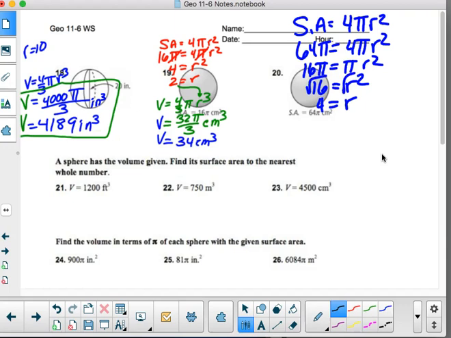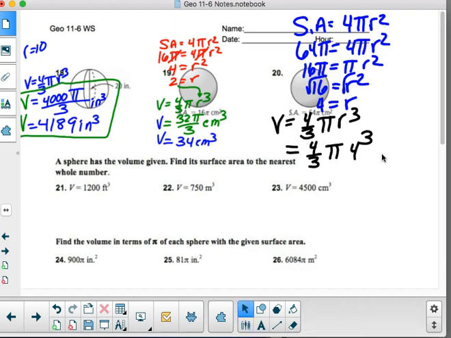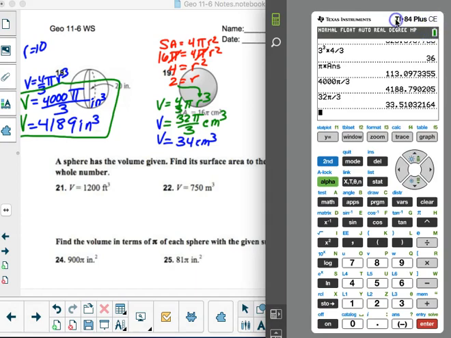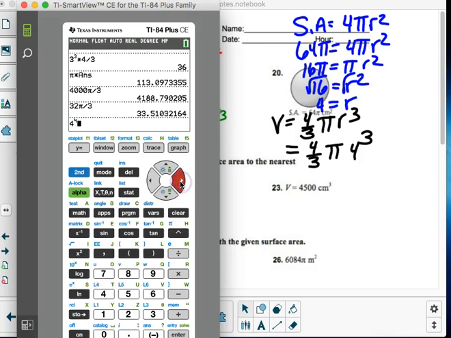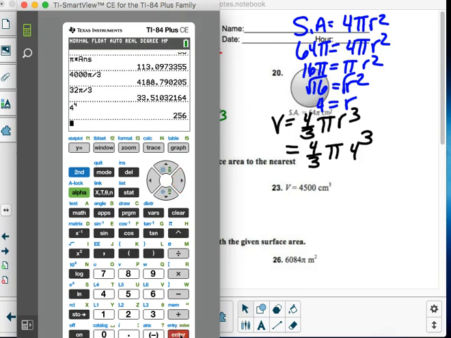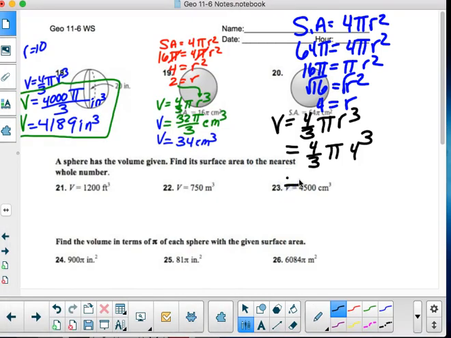Now, volume is 4/3 pi R cubed, and R is 4. 4/3 pi 4 cubed. So 4 cubed is going to give me 64 times 4, which is really 4 raised to the 4th power, and that's going to be 256. So here I'm sitting at my exact answer of 256 pi over 3 centimeters cubed.